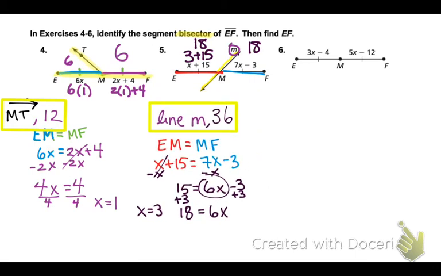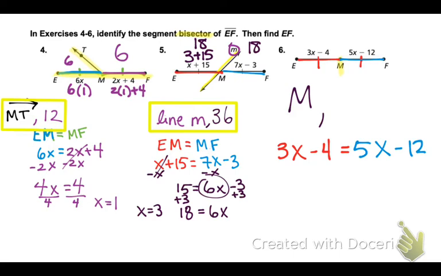Number 6, what is cutting this segment in half? Point, line, plane, ray, segment. It is a point. How do I name it? Just a capital M. Because of these dashes, I know that EM, which is 3x minus 4, is going to be equal to MF, which is 5x minus 12. Which one is the smaller x? 3x. So how do I move it across the equal sign? Subtract it.